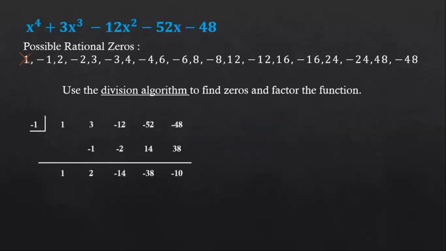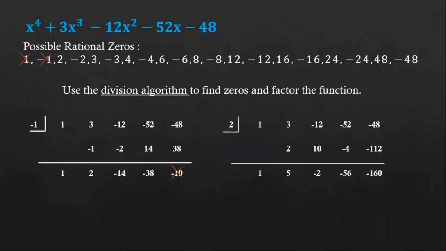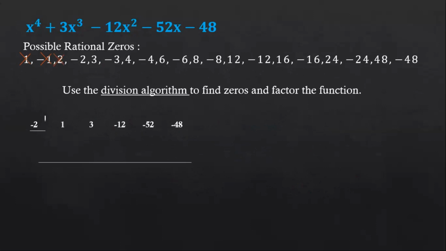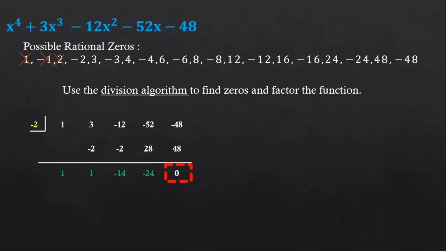I try -1. It has a remainder of -10. So again, no luck. I try 2, remainder of -160. No luck. Things finally get interesting when I test -2. I get a remainder of 0. Meaning my function can be written as x minus -2 times 1x cubed plus 1x squared minus 14x minus 24.